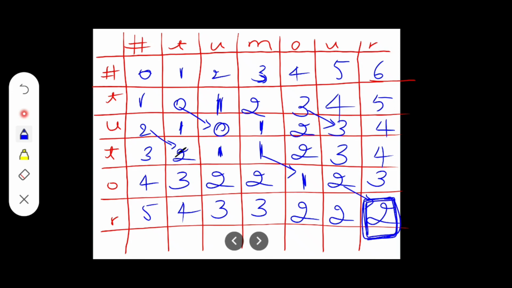This is the minimum number of operations that we are carrying out. What is the number that we got? It is 2. So we are doing 2 operations, right? That is adding and substitution in the tutor and tumour example. This is the minimum edit distance. So the minimum operations are 2 here. This is how we calculate the minimum edit distance for tutor and tumour.